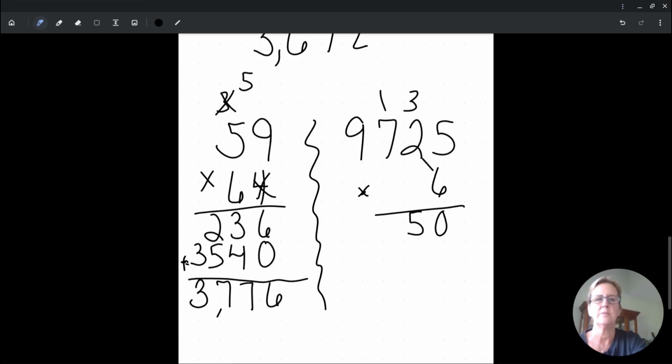Well, I just lost my pen. Oh dear. Well, you may have to finish this one on your own. It would be 43, 3 down below, 4 up in the sky. 9 times 6 is 54, plus the 4, 58.